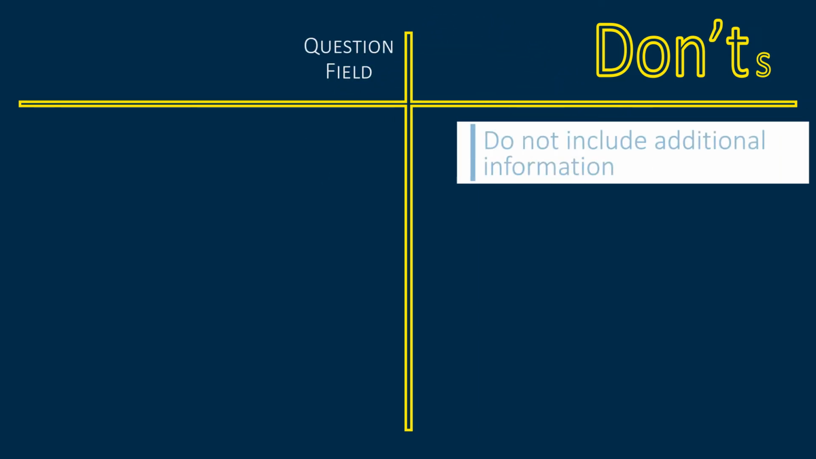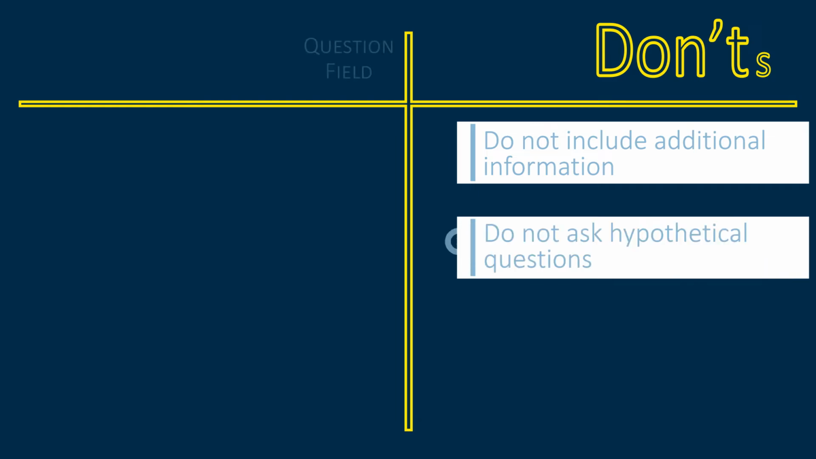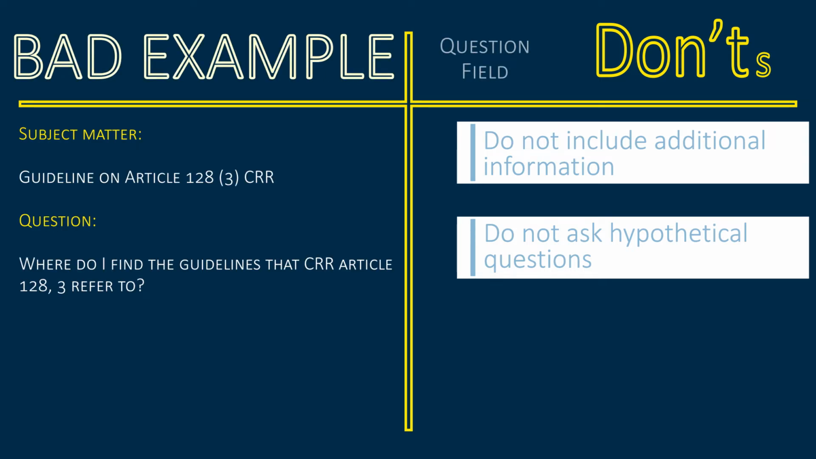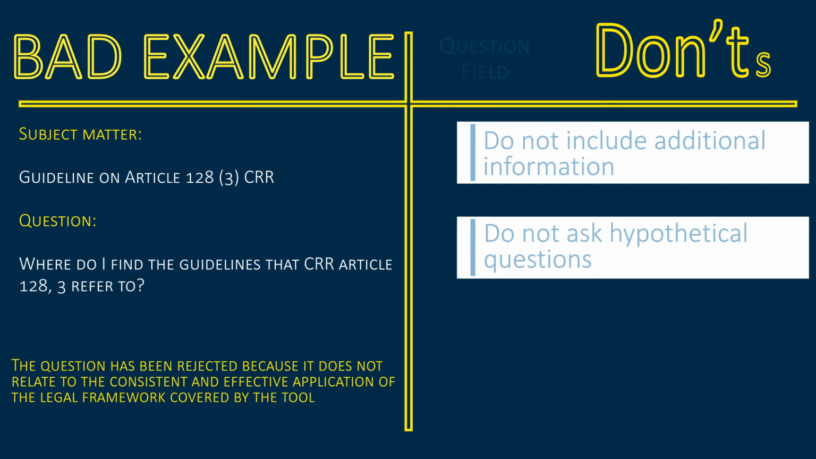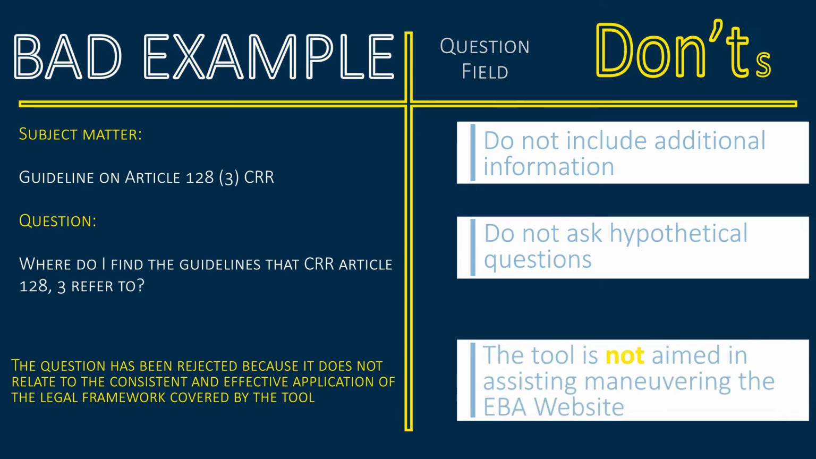About don'ts. Additional information or more details about the substance of the issue should not be entered in the question field, but in the background. Submitters should avoid asking hypothetical questions. This example, by contrast, even though it is concise and short, would not be admissible because it is not asking a matter of consistent application. The Q&A tool is not aimed at assisting stakeholders to maneuver the EBA website.